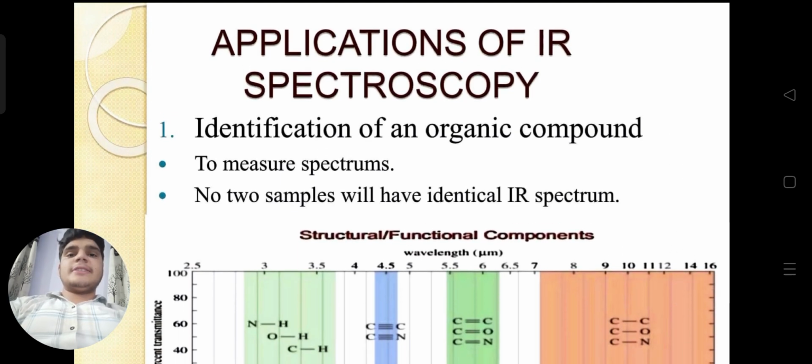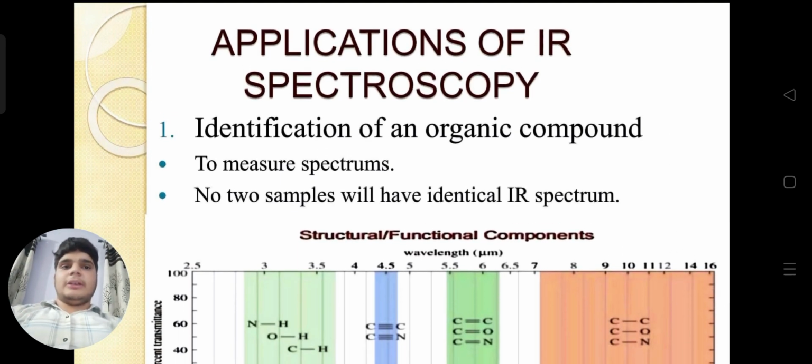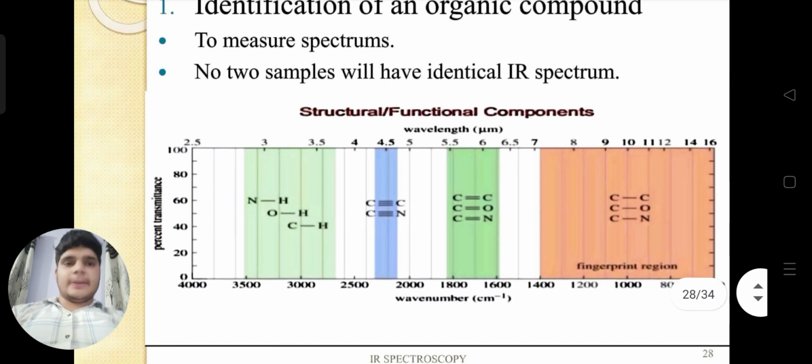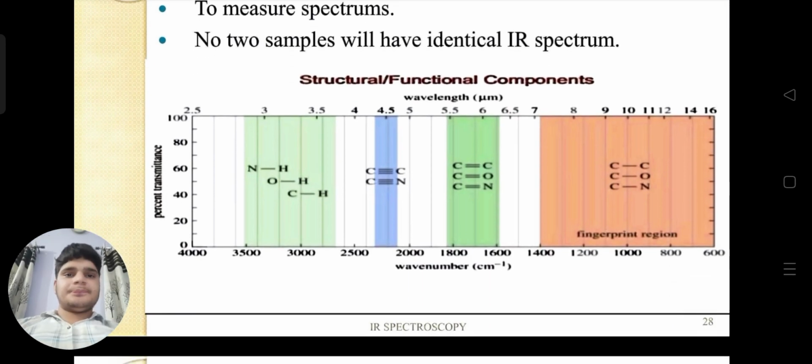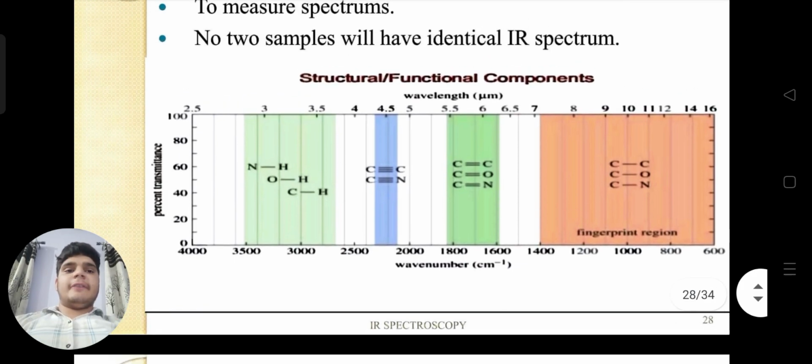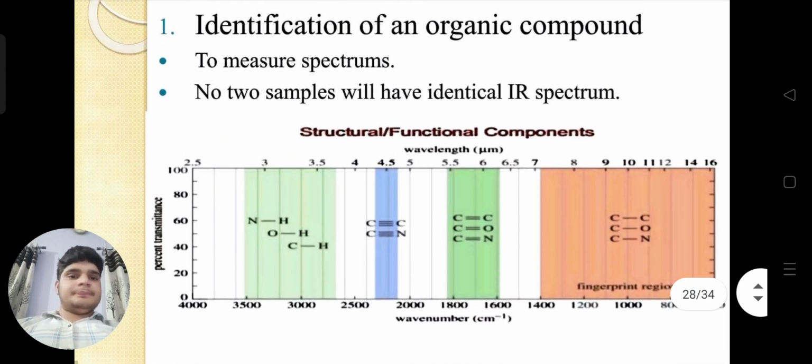Now see the applications of IR spectroscopy. First of all, we can identify an organic compound. It is done by measuring the spectrum. No two samples will have the same identical IR spectrum. Let's see. Here we can see that all the atoms or compounds have different IR spectra.